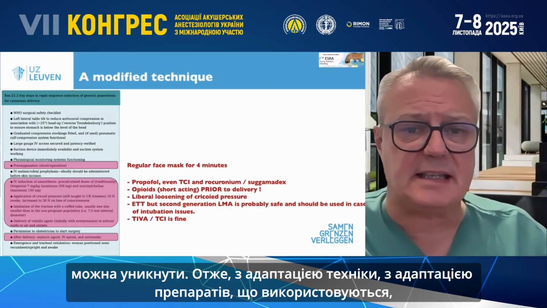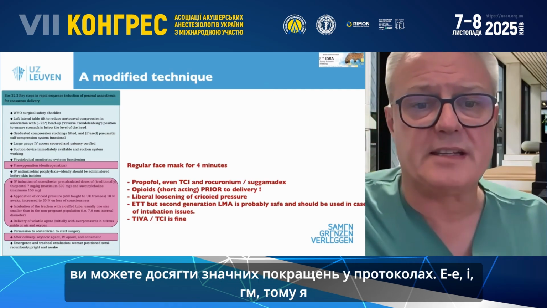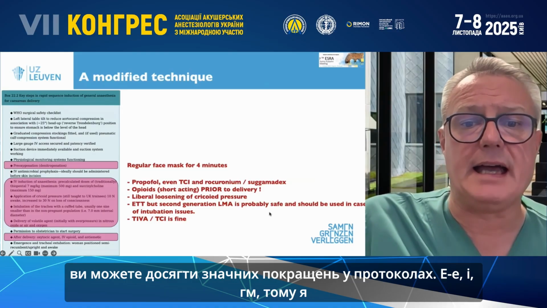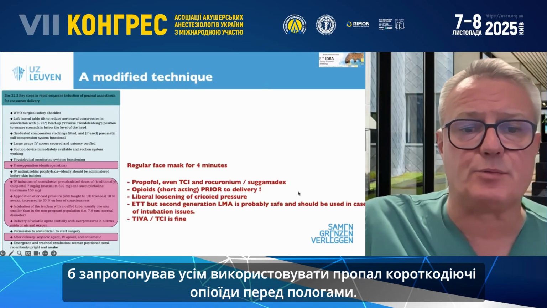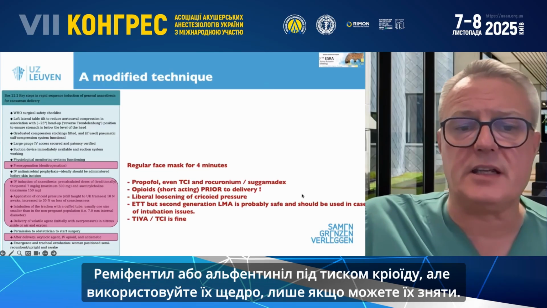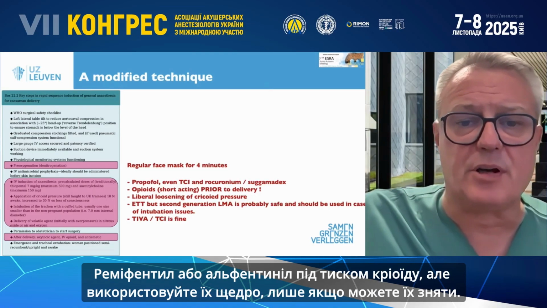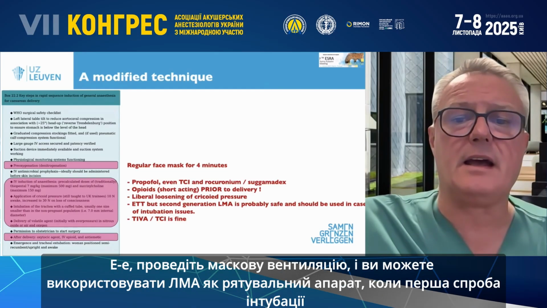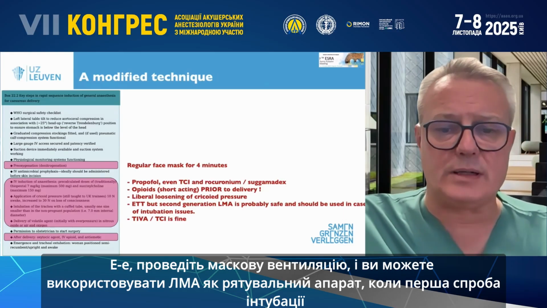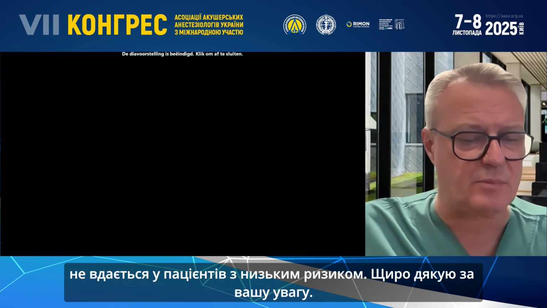So with adaptations in the technique, with adaptations in the drugs that are used, you could give significant improvements in the protocols. And therefore, I would propose that everybody uses propofol, short-acting opioids prior to delivery, remifentanil or alfentanil, cricoid pressure, but only use it liberally if you can release it. Do a mask ventilation, and you can use an LMA as a rescue when a first attempt of intubation fails in low-risk patients. Thank you very much for your attention.